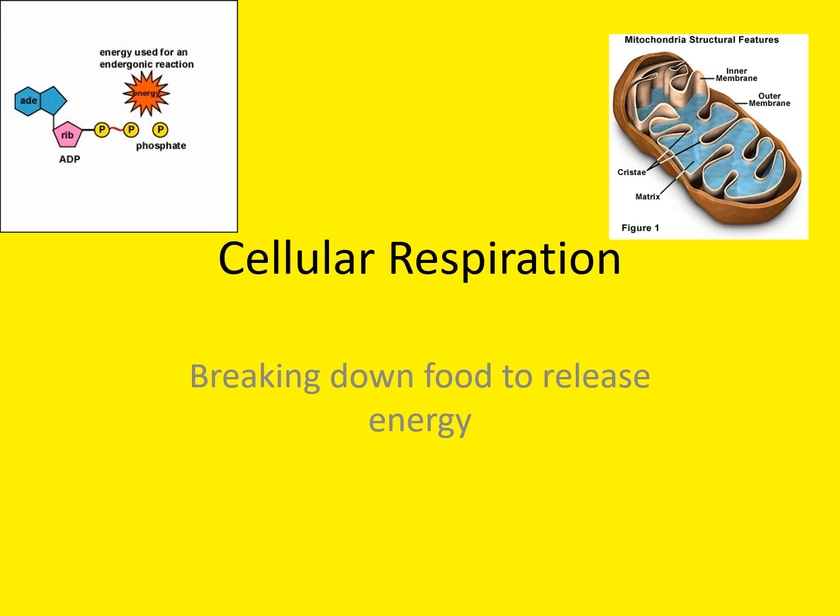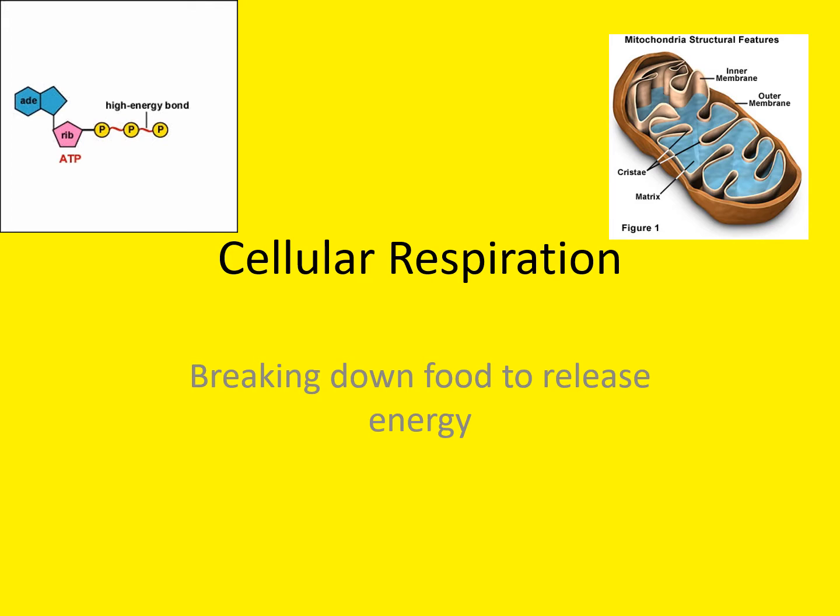So photosynthesis was taking carbon dioxide, sunlight, and water, and using that to make oxygen and sugar. Well, cellular respiration is the opposite of that. Photosynthesis took water, carbon dioxide, and energy to make sugar. Well, cellular respiration is going to take that sugar and break it down. So cellular respiration is the breaking down of food in order to release energy. And what we're making is ATP.